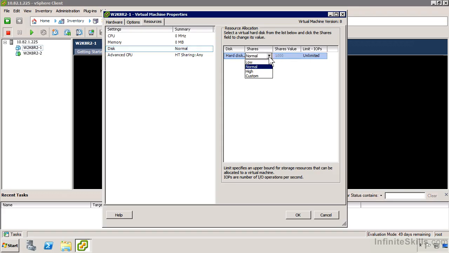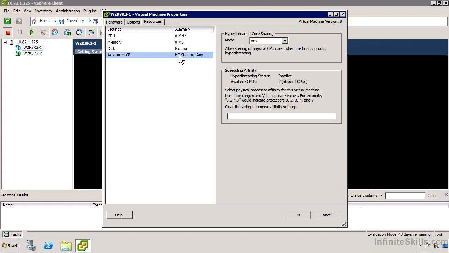So we could specify that this virtual machine has a higher or lower priority or standard priority for access to the disks. And you also can see that if the virtual machine has multiple disks, we can actually change those and set what the priorities for the different disks are. And maybe the data disk has a higher priority than the system disk. And you can also specify whether to do core sharing or not.